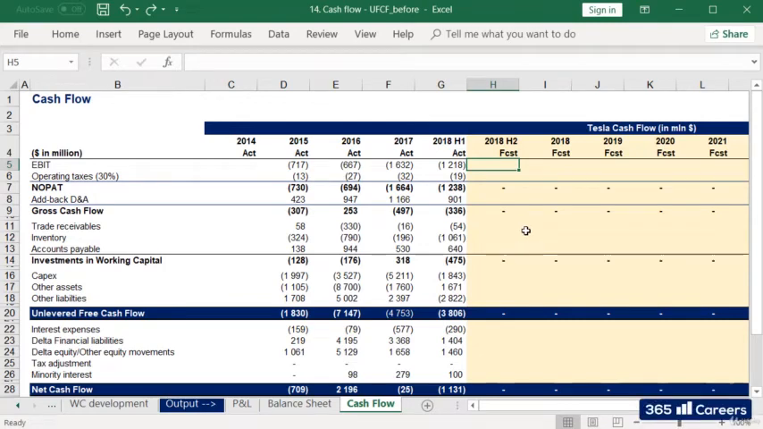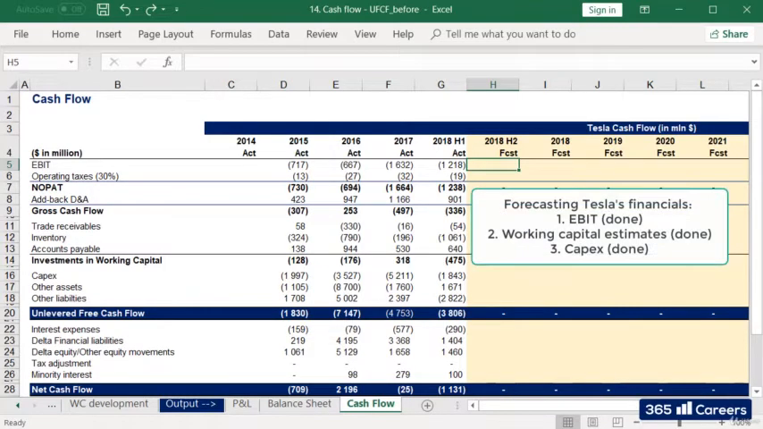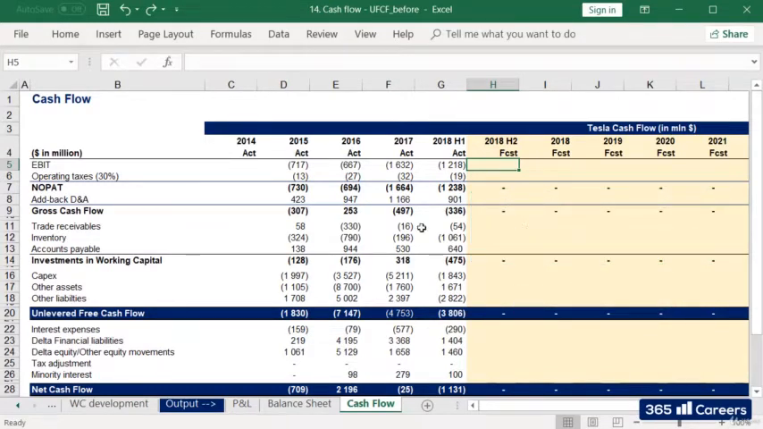Right. So, we've forecasted Tesla's financials until EBIT. We also have working capital estimates, as well as CapEx, obtained from the roll forward of fixed assets. We are ready to go ahead and start calculating the company's expected unlevered free cash flow, which will then help us determine Tesla's financing needs in the future. Therefore, the next task on our to-do list is calculating unlevered free cash flow.